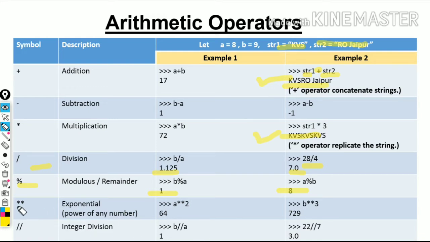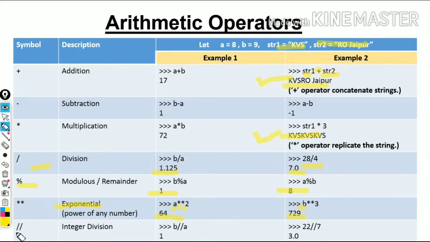The double star operator works as exponential. Exponential means power of any number. If I write a exponential 2, then it will give the answer as a to the power 2. a is 8, 8 to the power 2 is 64. The result is 64. In the same manner, b is 9, 9 to the power 3, it is 729.